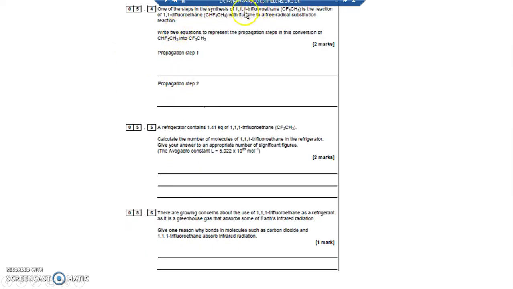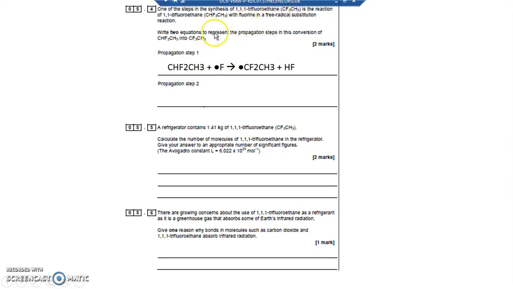One of the steps in the synthesis of 1,1,1 trifluoroethane is the reaction of 1,1-difluoroethane, CHF2CH3, with fluorine in a free radical substitution reaction. Write two equations that represent the propagation steps in the conversion of this into this. Well, if you've got fluorine in a free radical, then you've got F2 in ultraviolet light making two F dots. So this time you're using F dots rather than Cl dots. But it's the same principle then.